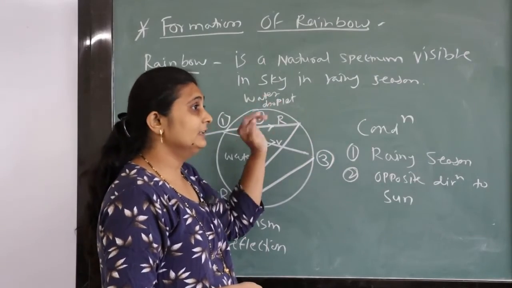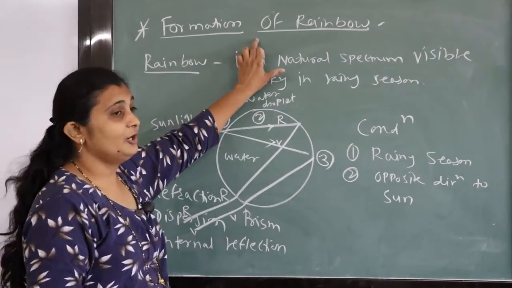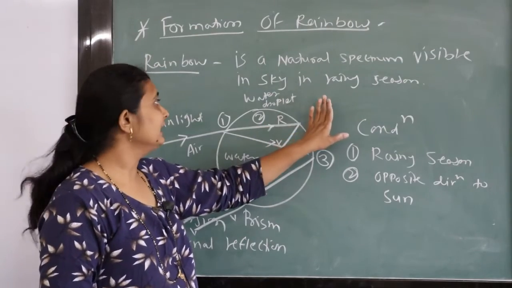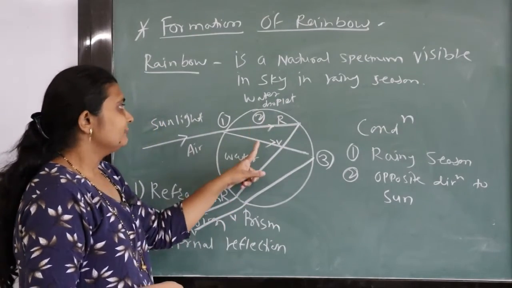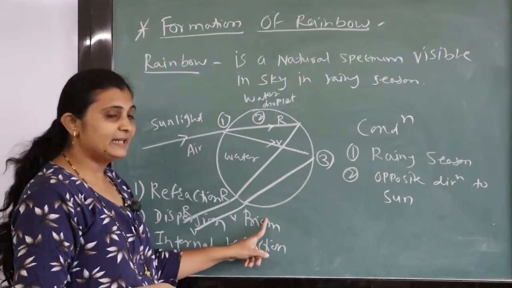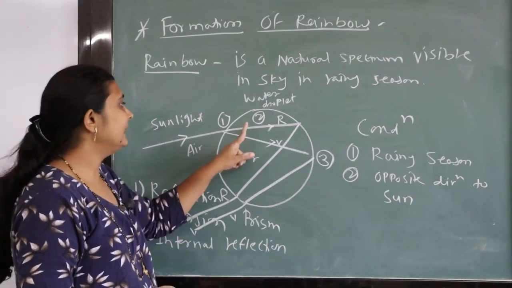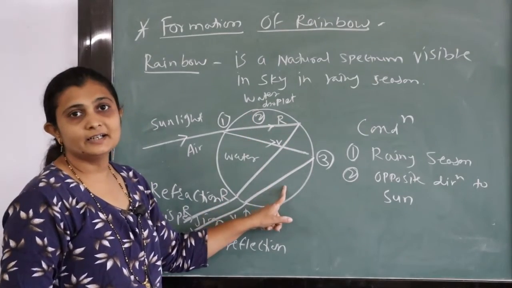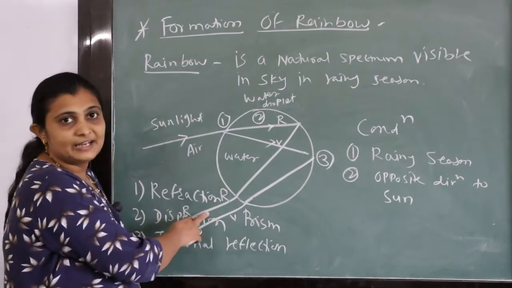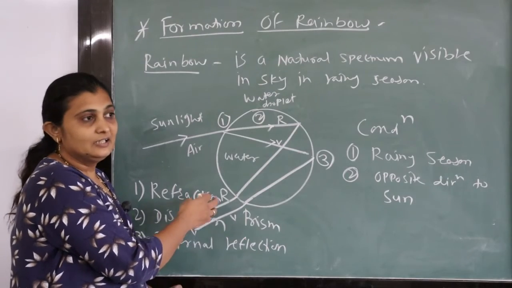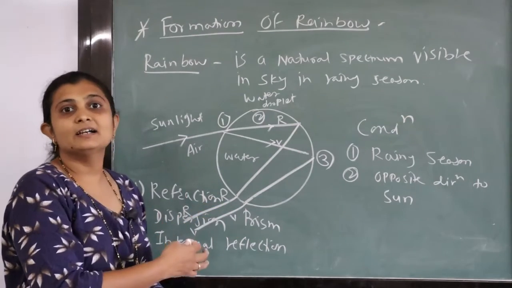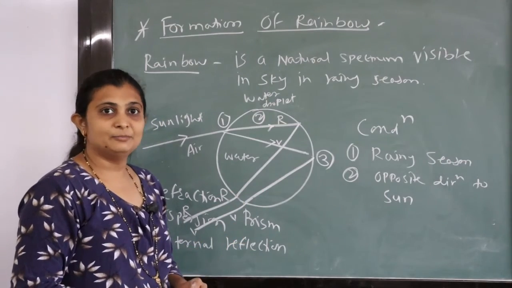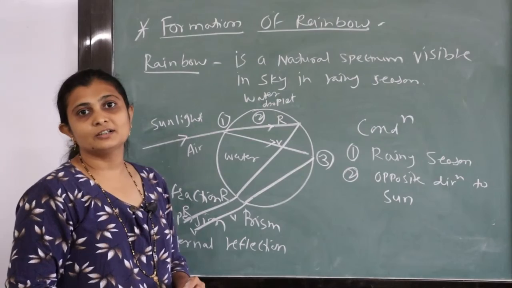Here we completed the topic formation of rainbow. What is the rainbow? It is a natural spectrum visible in the sky, and the water droplet acts as a prism. Sunlight, then refraction and dispersion happen. Then here internal reflection, again refraction. After refraction, the different colors enter our eyes and we see the rainbow. And these are the 2 conditions for the rainbow formation.